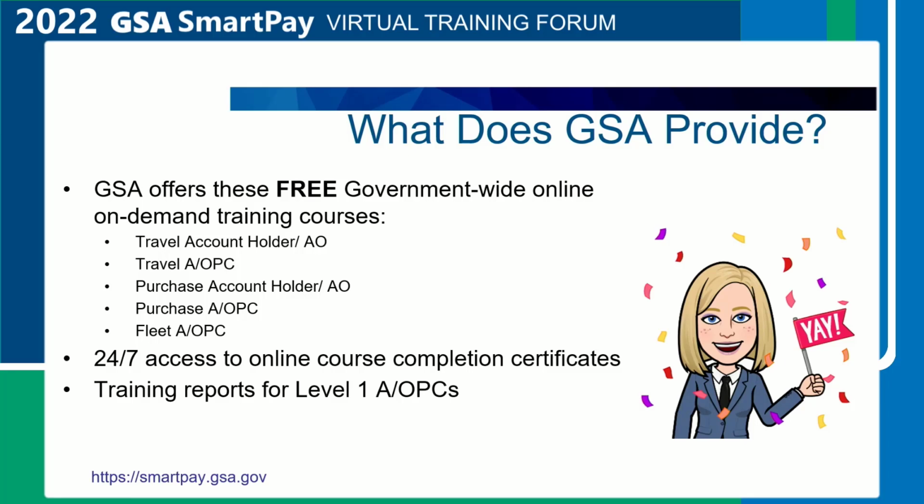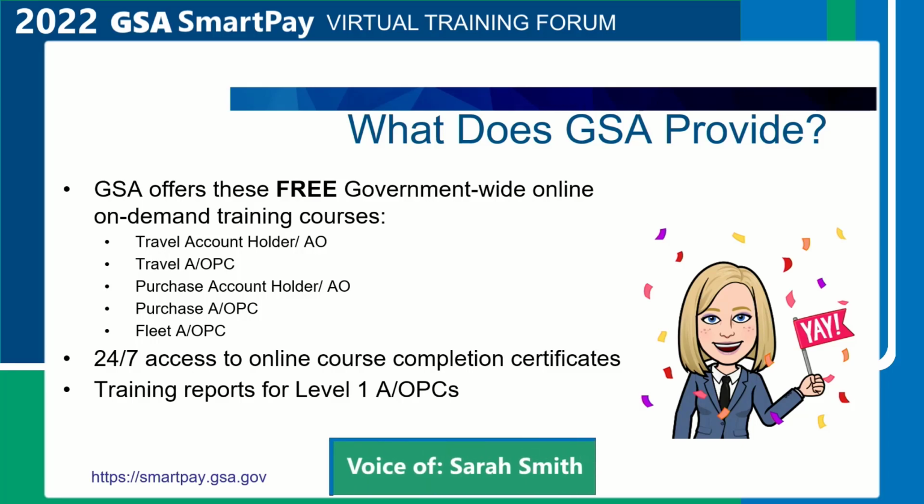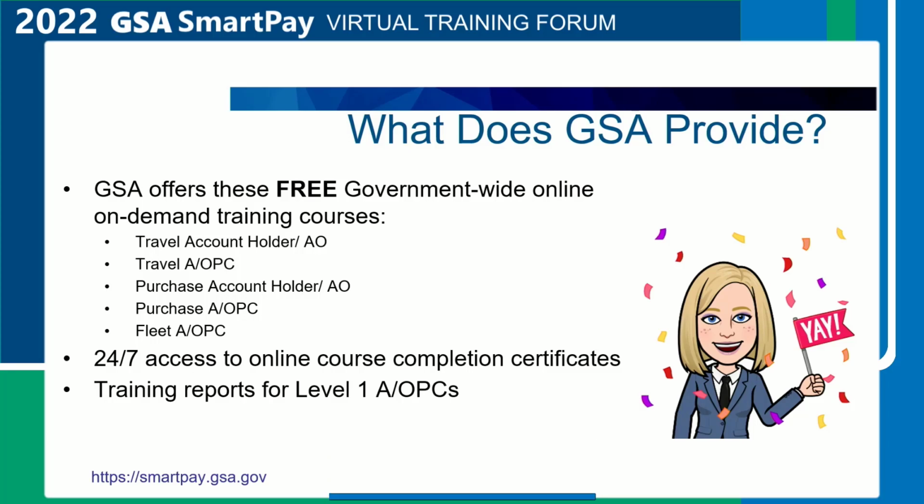The courses we offer include 2 travel courses, one for account holders and approving officials, and the other for AOPCs. 2 purchase courses, one for purchase account holders and approving officials, and one for AOPCs, and 1 fleet course for AOPCs. This training is available online 24 hours a day, 7 days a week. We also offer training reports for Level 1 AOPCs, which can be run for account holders under their purview.